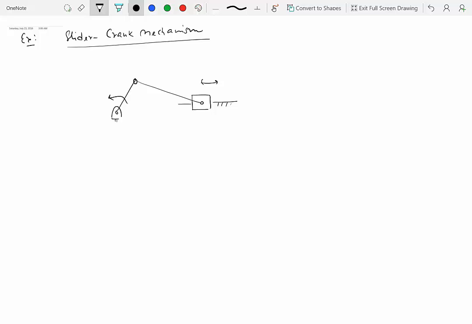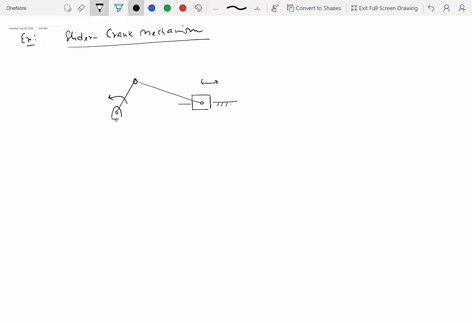So this kind of mechanism you see in an internal combustion engine, where the input comes from the piston side. The piston does to and fro motion and the crank rotates, and the crank is in turn connected with the wheels of your car or the truck through a transmission system, and that's what makes your vehicle go actually, right? But this kind of mechanism can also be used in the other way.